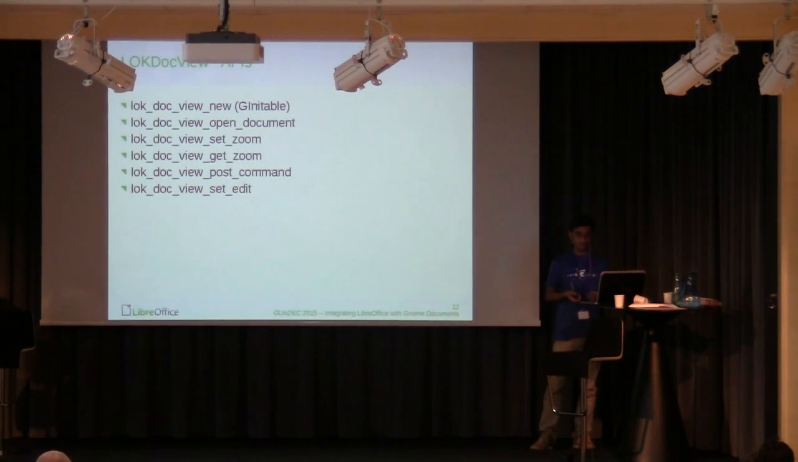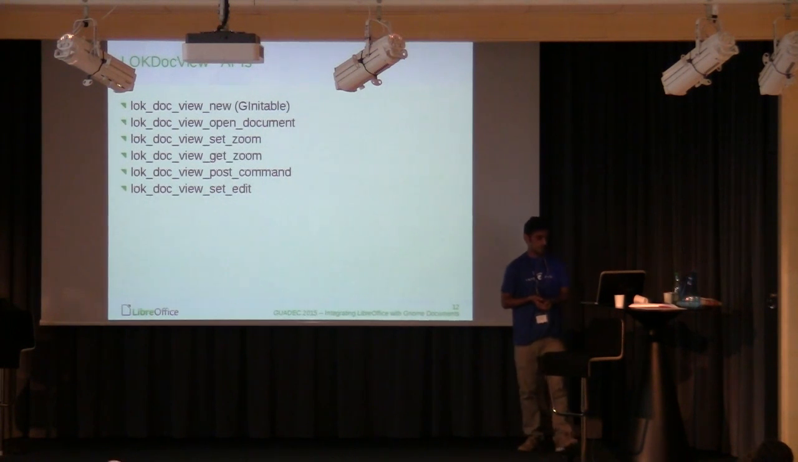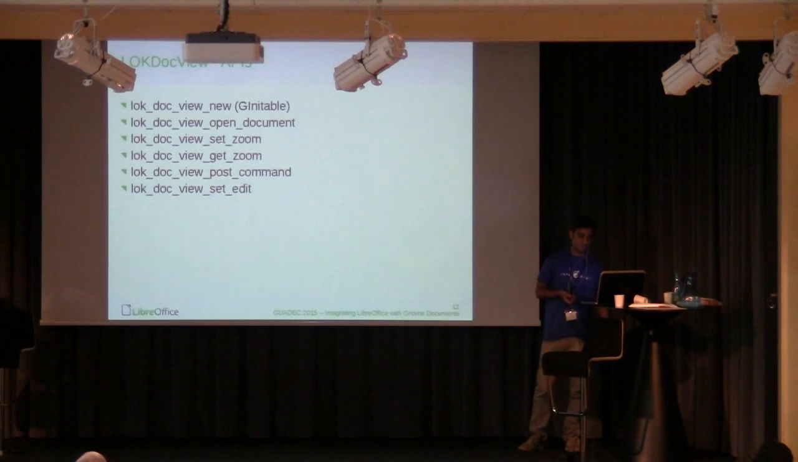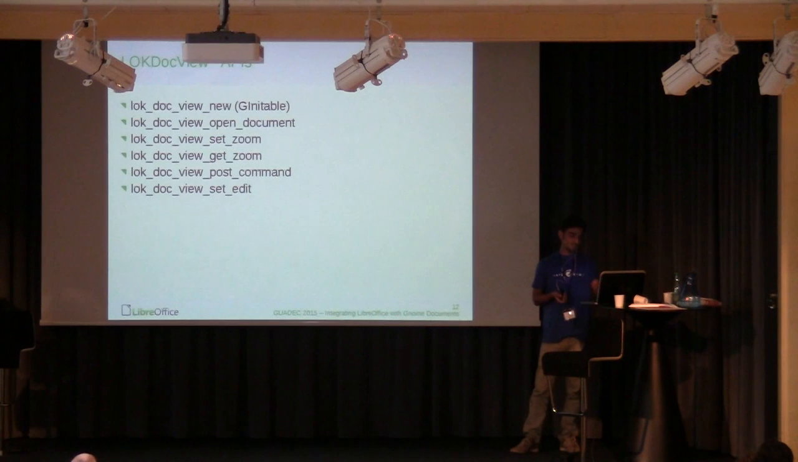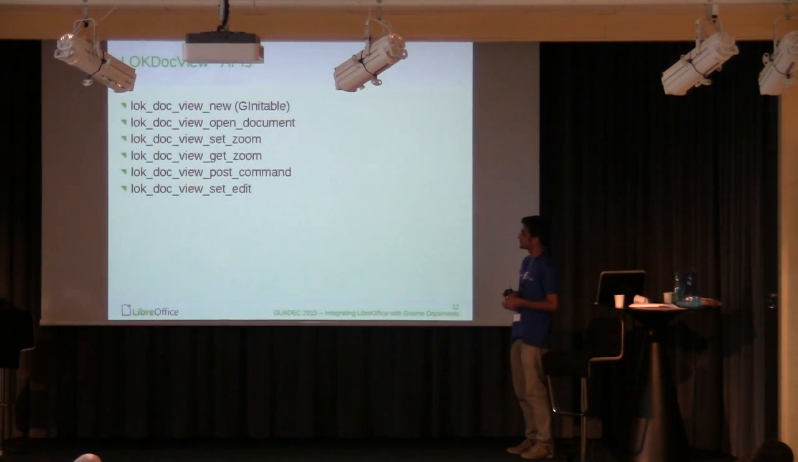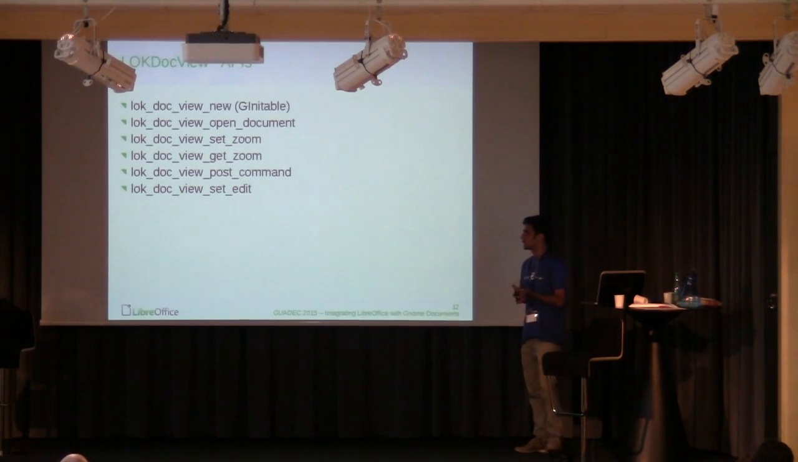If you want to open a new document, then use the simple API, lok view open document, and there are some other functionalities also, like if you want to set a zoom level, then simple set zoom. If you want to get the zoom level, then get zoom. And this is a very important command, this lok view post command, because it lets you directly do almost anything that you can do with UNO commands. So you can directly write the UNO command as arguments to this function, and it would interact with the LibreOffice code, and the LibreOffice code would do the desired thing for you.